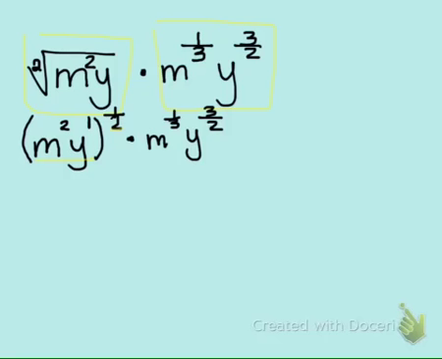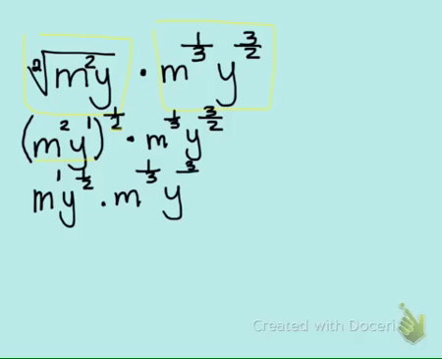So m squared, the 2 times that 1/2, gives us m to the 1 power. I'm going to write the 1 just so you guys can see it, but you don't have to write 1 if you don't want to. Then we have y to the 1. We're going to multiply the 1 times 1/2, so we get y to the 1/2. And let's put everything else together. Now we have everything in the same type of form.